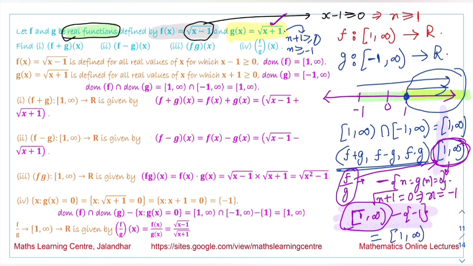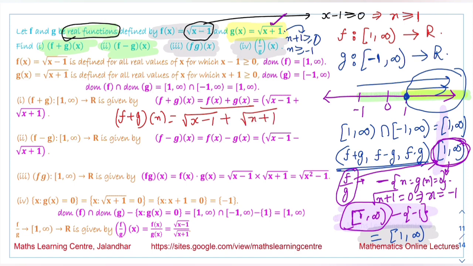So for all these cases, f plus g of x, f minus g of x, f into g of x and f by g of x, the domain of all these functions is 1 to infinity. And the definition of these functions is given over here. When it is f plus g of x, it is equal to f(x) plus g(x). What is f(x)? It is square root of x minus 1 plus square root of x plus 1.